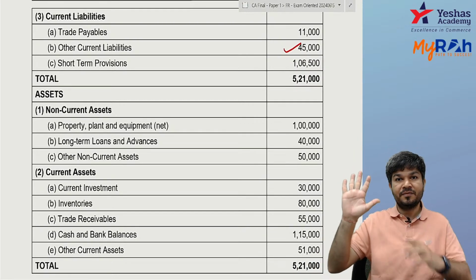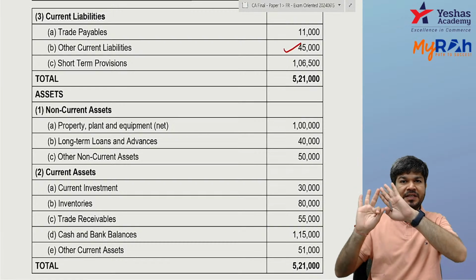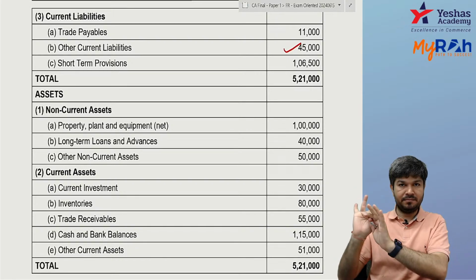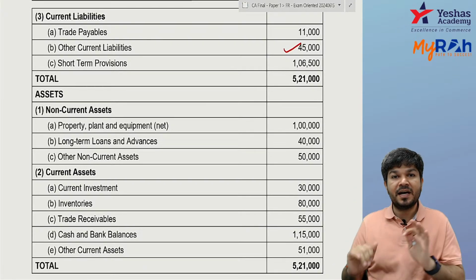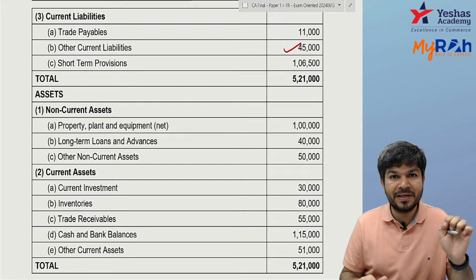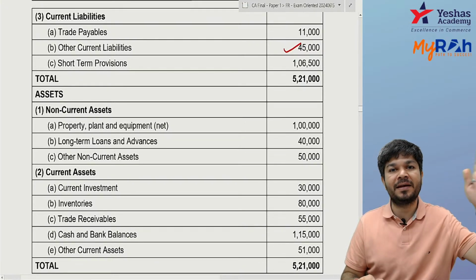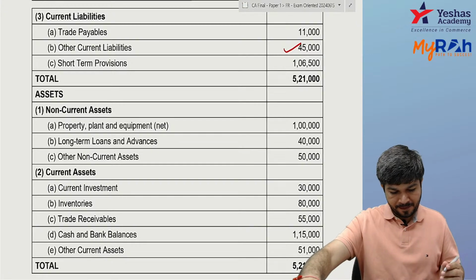Out of 45, 15 removed. 15 statutory dues will remain. And another 15, I assume it's a contractual obligation to pay cash. That should be shown as other financial liability. Clear? Okay.